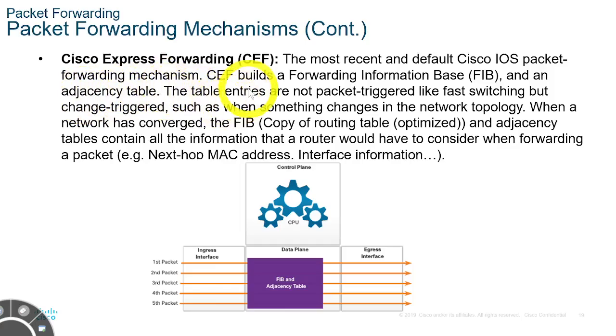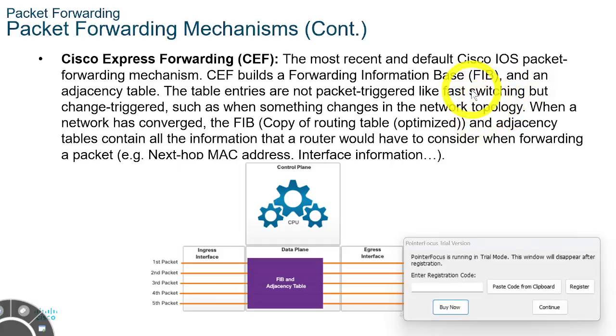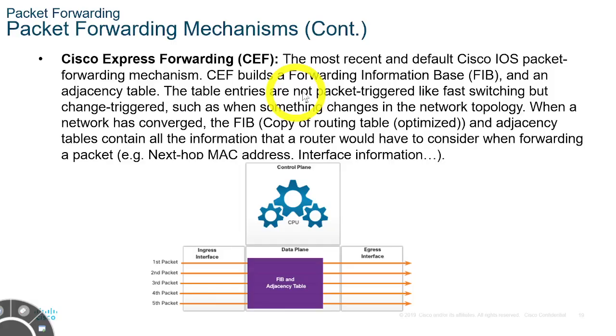The table entries are not packet triggered like fast switching, but change triggered. What does it mean? Such as when something changes in the network topology. Packet triggered means that we depend on the packet to take decisions to forward the packets. However, change triggered, we depend on the network change.